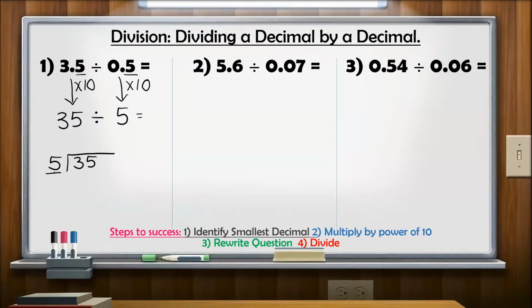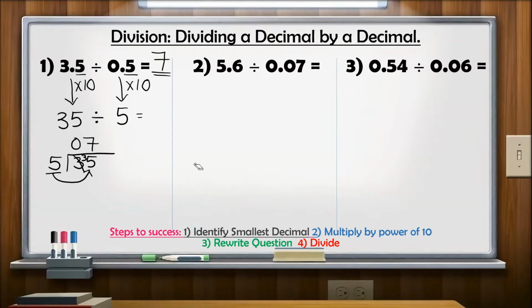I'm going to ask myself how many 5s are there in 3? And the answer is 0. So I'll cross off my 3 and carry it over. And now I'm going to ask myself how many 5s are there in 35? And if you know your times table, it is going to be 7. So the answer to 35 divided by 5 is the same as 3.5 divided by 0.5. And that is 7.